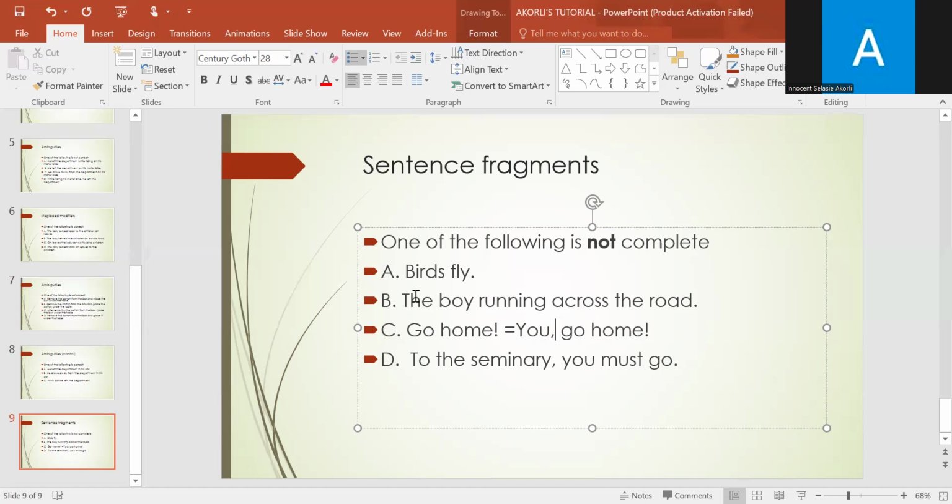But if you look at B, the boy running across the road, it's not a complete sentence. So you may read a sentence and see that it doesn't make sense, or you think that there is something that I should have added to it to make sense. Then you know that that particular one is incomplete, and so that should be the odd one out. In that case, one thing that is very important is for you to read the instructions. Is the instruction saying one is correct or one is not correct?